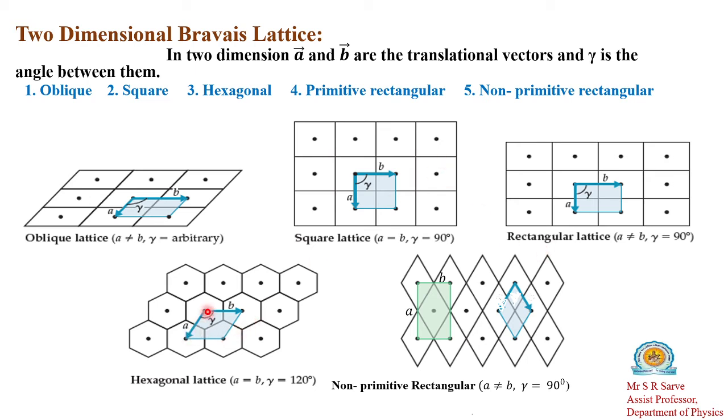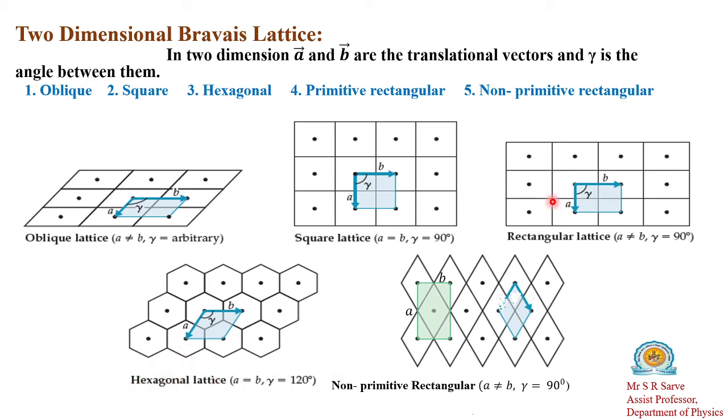Now the next one is the hexagonal structure. Here in the hexagonal structure, these two sides a and b are both the same, a is equal to b, and this angle is equal to 120 degrees. In the square lattice both a and b are the same, but the angle is 90 degrees, that's why it is square. If this angle is 120 degrees, then it is a hexagonal lattice.